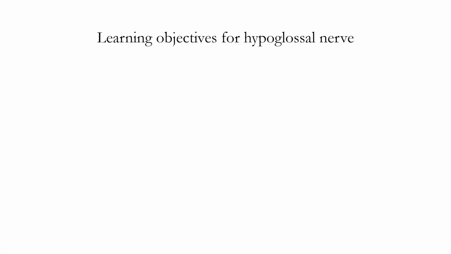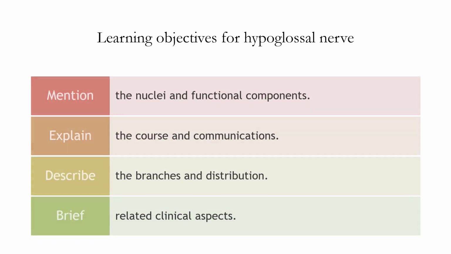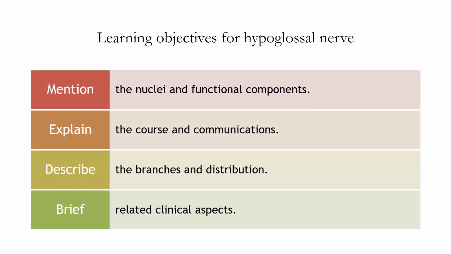Learning objectives for hypoglossal nerve are mentioning the nuclei and functional components, explaining the course and communications, describing the branches and distribution, and few related applied anatomical aspects.